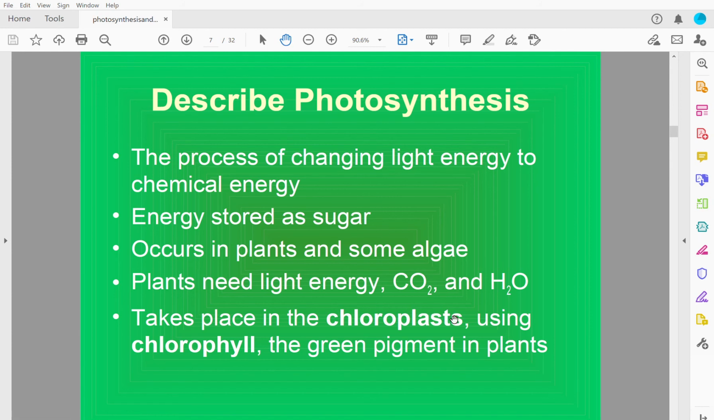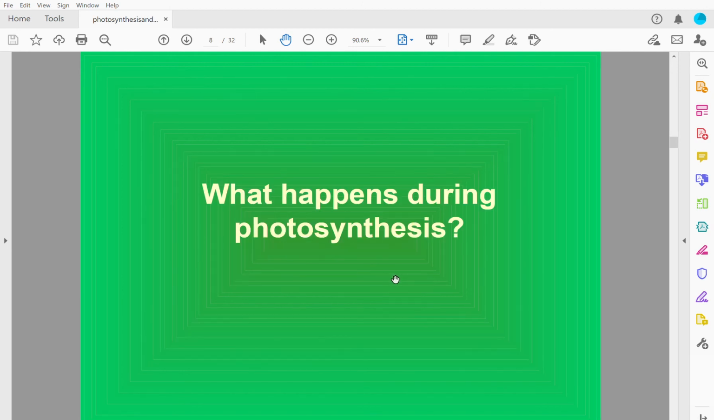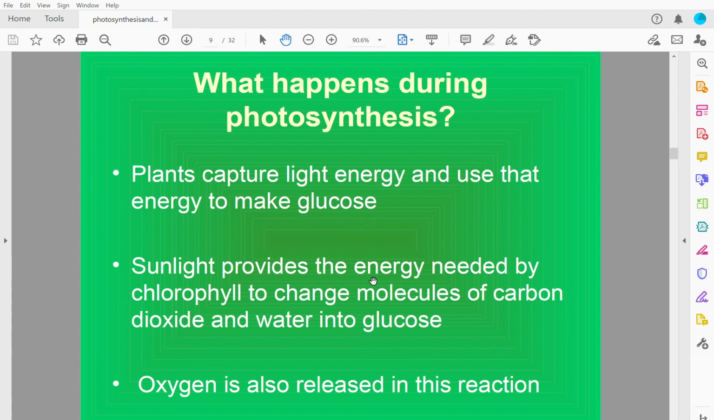It takes place in the chloroplast. Mentioned that as well. Using the chlorophyll, which is the green pigment in the plant. We talked about that as well. What happens during photosynthesis? Plants capture the light from the energy of the sun. We said that. It's going to make sugar. We said that. Sunlight provides energy needed by chlorophyll to change molecules of carbon dioxide and water into glucose.